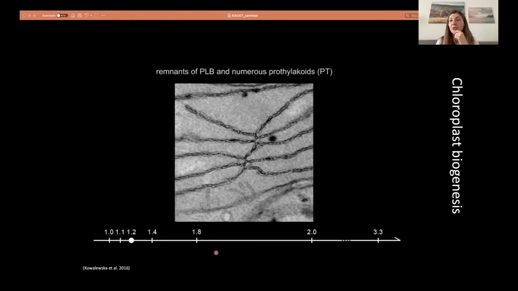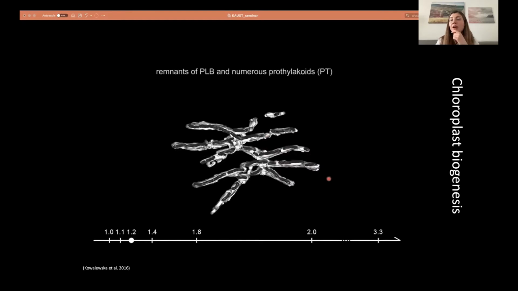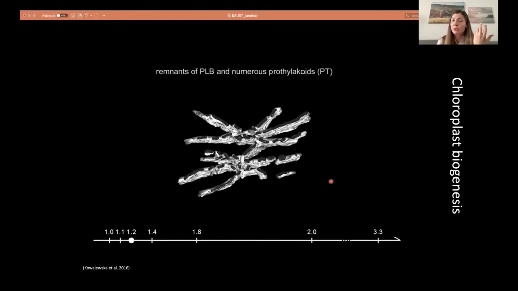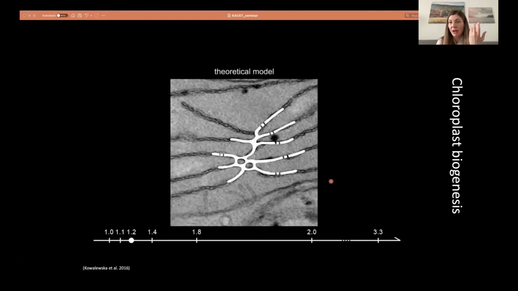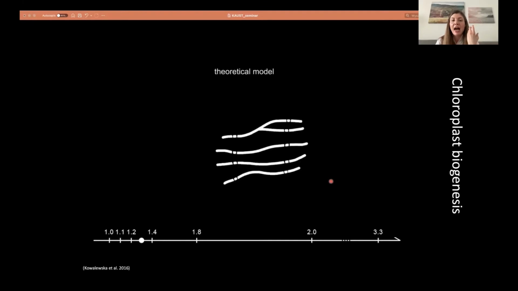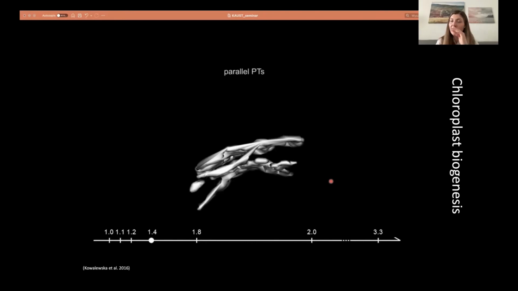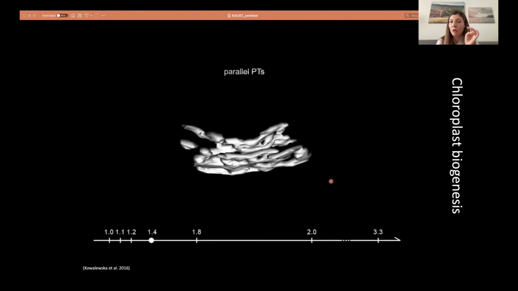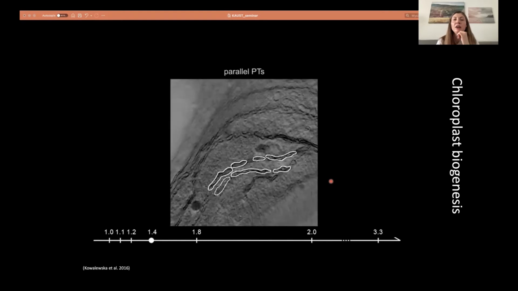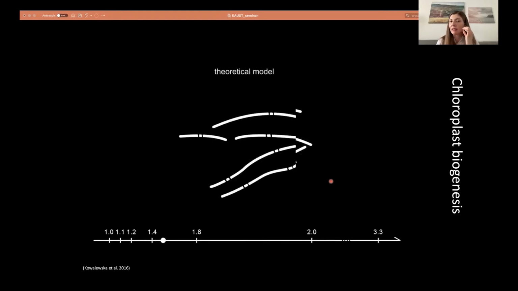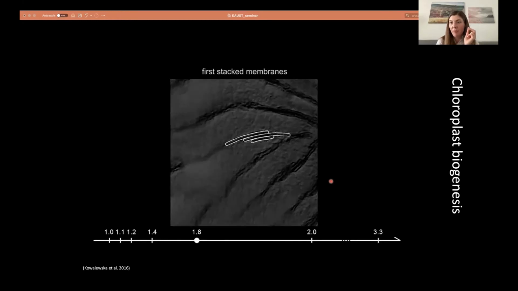Next step, after 2 hours, we observe only remnants of the PLB, and the stroma thylakoids remained porous, which is characteristic also for the stage of the etiolated seedling. The prothylakoids surrounding the PLB are also porous. After 4 hours of illumination, no remnants were observed, only loosely parallelly arranged, porous thylakoids, parallel to the long axis of the plastid. And what we also discovered there is that they start to dichotomically split to form first membrane stacks.